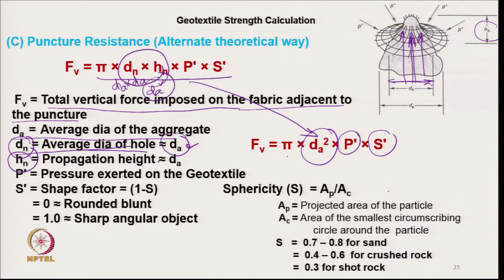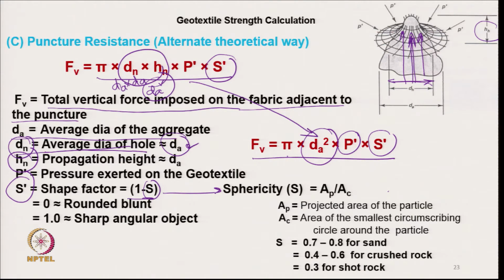So, propagation height and average diameter of hole are typically equal to the diameter of aggregate or stone. So, here we are getting the Fb value: the pressure exerted on geotextile is equal to the tire pressure, and S dash is the shape factor of stone, which is equal to 1 minus S, where S is the sphericity.